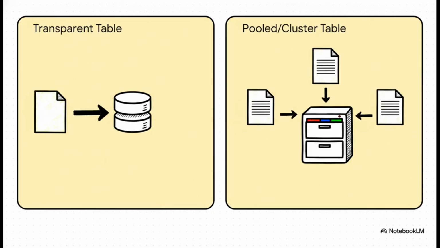Here's another great one straight from the DDIC. A transparent table is easy. What you see in ABAP is what you get in the database. It's a one-to-one relationship. But with pooled and cluster tables, SAP does this clever thing where it bundles lots of little logical tables into one big physical table in the database. It's kind of like putting a bunch of small documents into one big filing cabinet to save space. So the big takeaway here is that not every table in ABAP is its own separate table in the database.